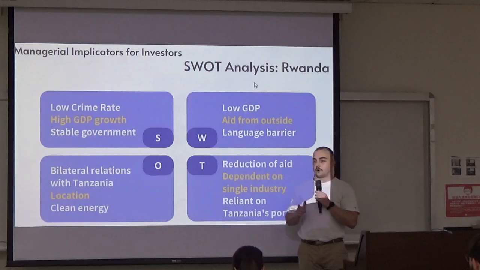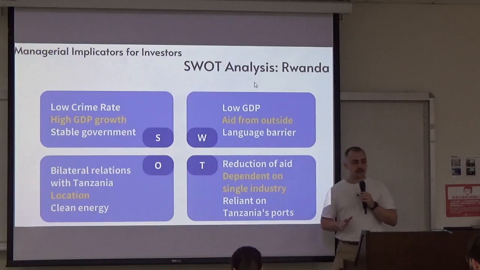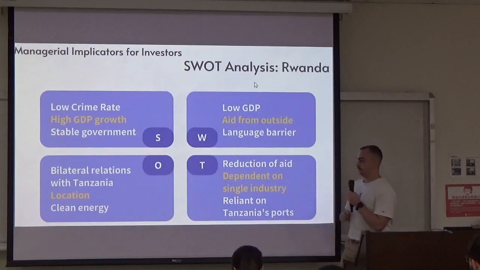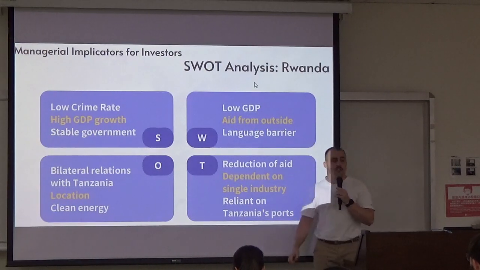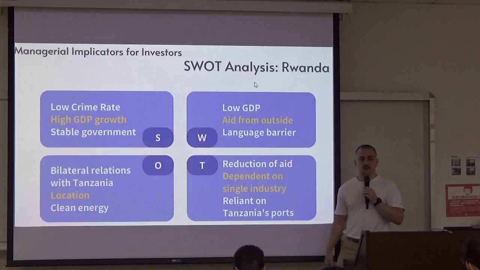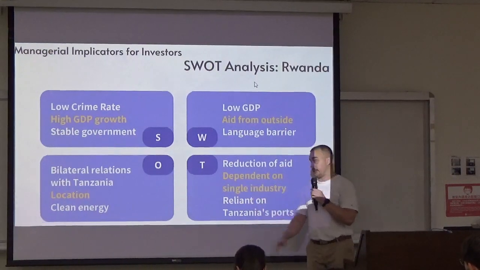The citizens of Rwanda highly trust the police force, and this has led to very low rates of crime in the region. It also has a very high GDP growth rate in relation to its peers, and also the government is quite stable, especially in the African region.